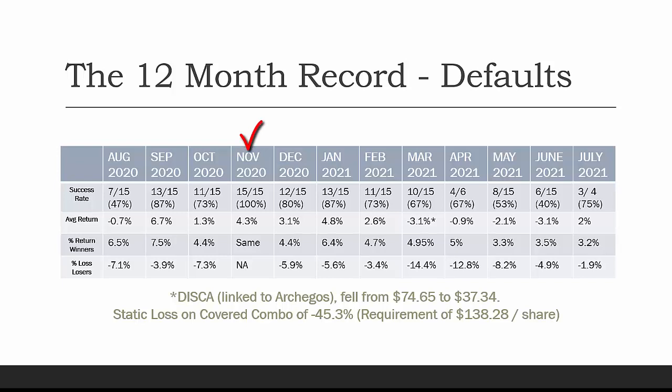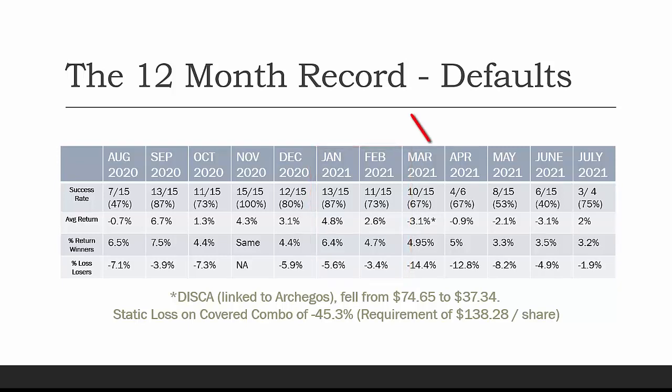November 2020, 15 total trades at the top. 15 were successful for an average return of 4.3%. The percent return on winners would be 4.3% as well, and there were no losers. That's great. December 2020, 12 out of 15, 80% success rate, average return of 3.1%, average winners 4.4%, average loss on the losers minus 5.9%. And we go down the line, we see an 87% success rate with an average return of 4.8%, February 2021, a 73% success rate with an average return of 2.6%.